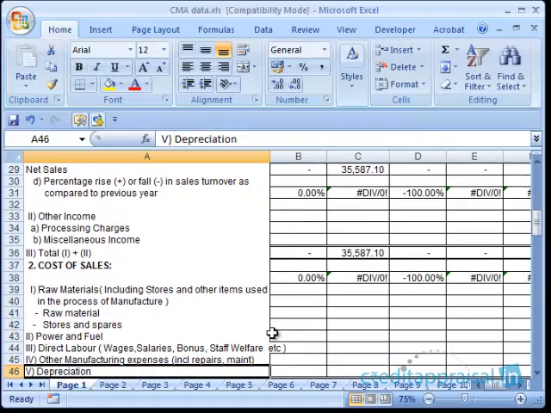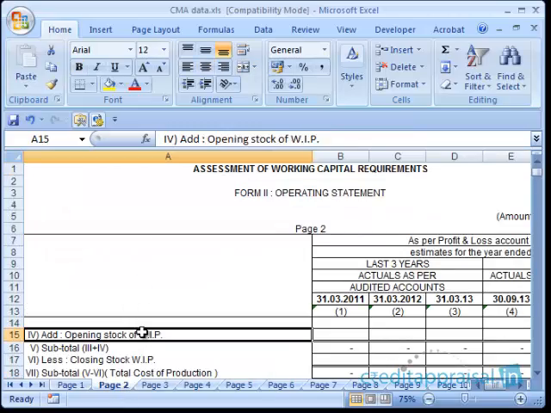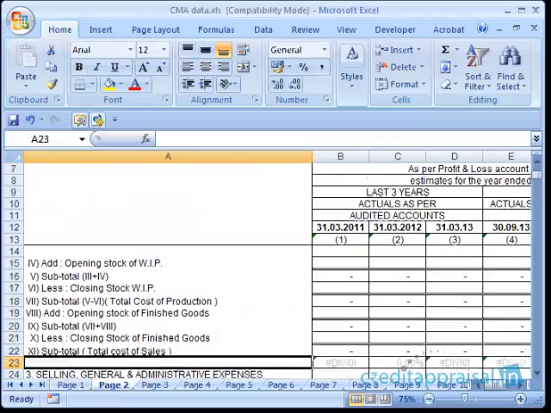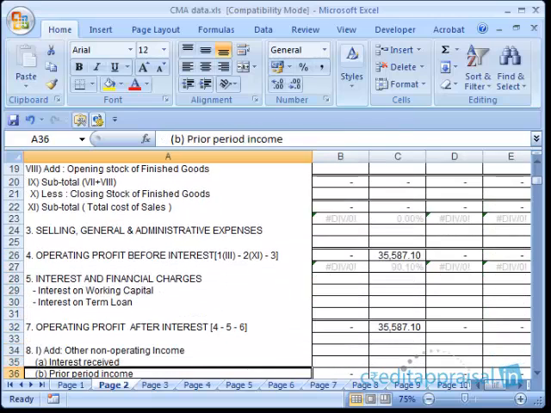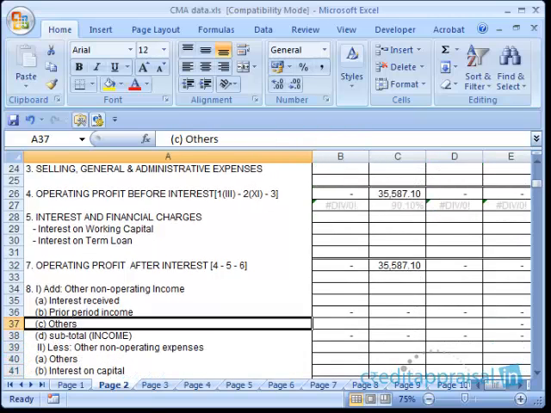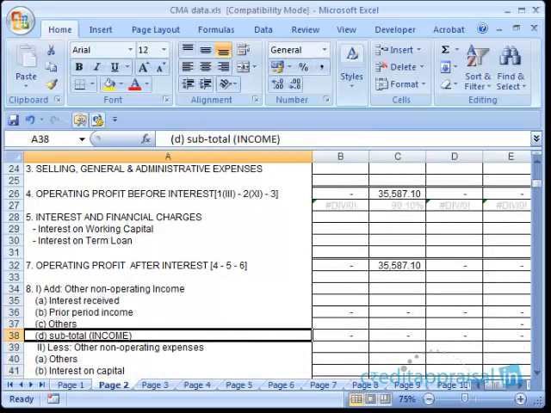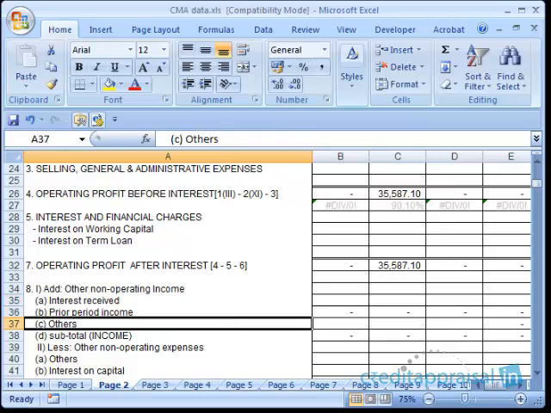So we have to go past all this: manufacturing, depreciation, opening stock, work in progress, and all this, selling, general, interest, all expenses. Once you cross all expenses, then you'll have something called non-operating income. Here non-operating income is split into, this is actually not a standard format. You can add rows based on your requirement. So usually you have interest received, prior period income, others. You can actually change them.